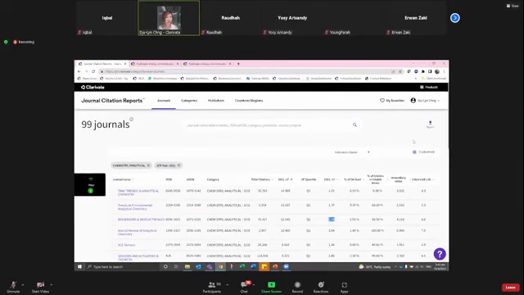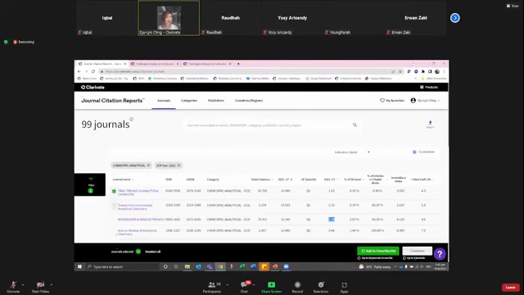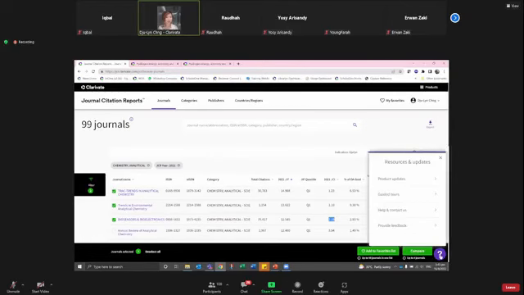Okay, so that's about it. If you want to compare the journals, just select 1, 2, or 3, and then click on compare. You can compare up to 4 journals. You can also add them to your favorites list so that you can always refer to it. And if you require more support, there is always a help resource center here with the question mark. You can click on that, and there will be product updates, guided tours, and contact us for help.